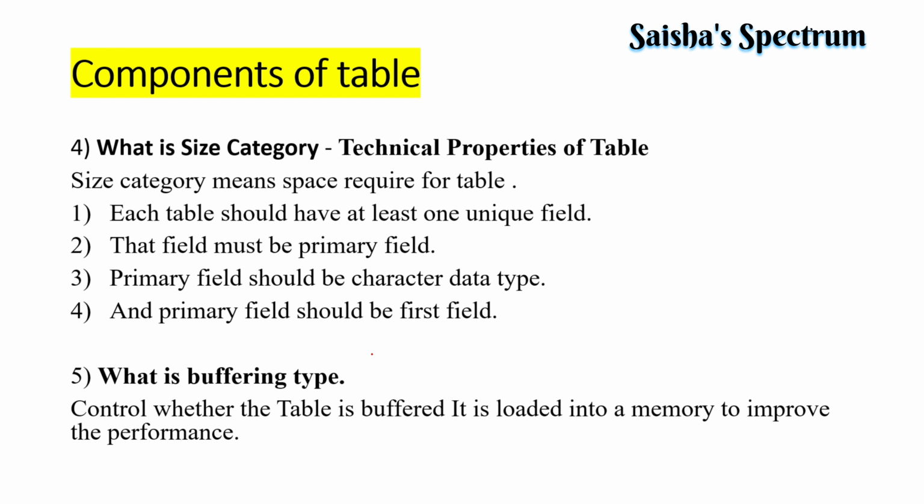The next component of a table is size category. That is the second technical property setting we need to do. Size category means the space required for the table. And the third one is buffering. It controls whether the table is buffered. It is loaded into memory to improve the performance. It is basically used to improve the performance of the table.